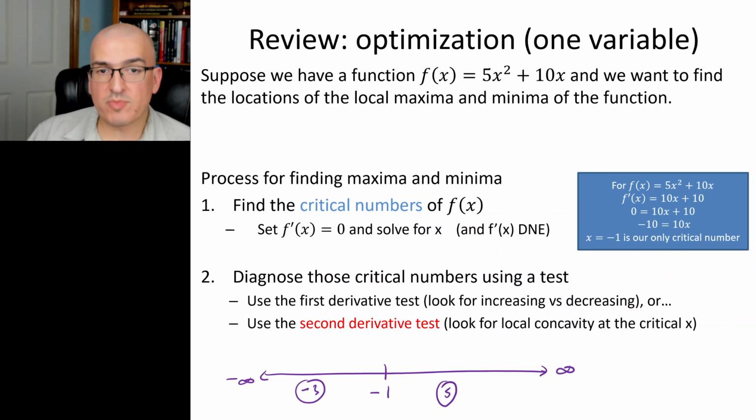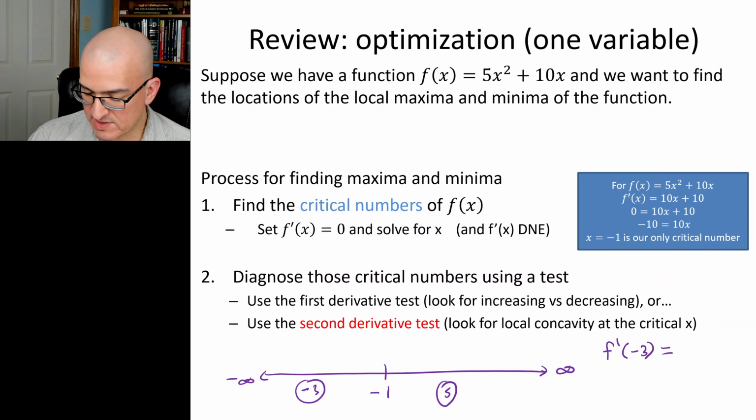And what we would do is we would plug those test values into the derivative. It's kind of like -3 tells you what the behavior of the derivative of the function is entirely. The whole thing to the left of -1 tells you what its general behavior is. F prime of -3 is, let's see, f prime of x is 10x plus 10, so -30 plus 10, we get -20, which is negative.